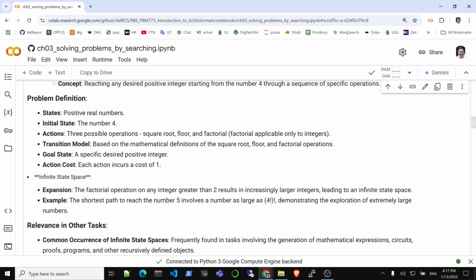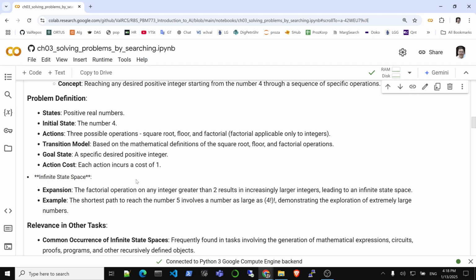So we can get to very big numbers, right? We'll look in a moment at the solution: how to go from 4 to 5 using only these operators: square root, floor, and factorial. I mean, it's kind of weird, right? So 4. How do we do this?